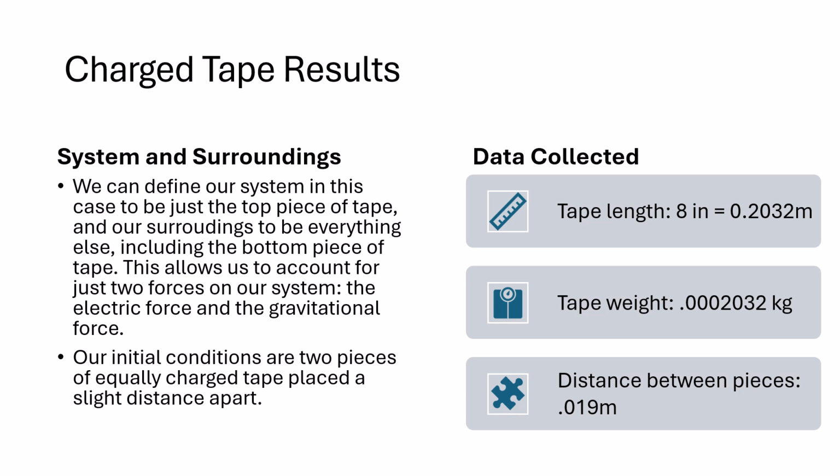Our initial conditions are also just two pieces of equally charged tape placed a slight distance apart, assuming that there are no other forces acting on it besides the Earth and the bottom piece of tape. The data collected includes the tape length of being 8 inches or 0.2032 meters, the tape weight being 0.0002032 kilograms, and the distance between the pieces being 0.019 meters.